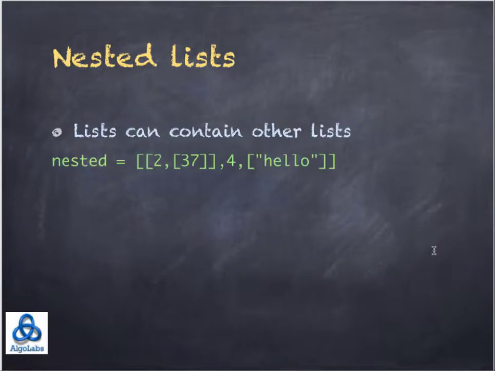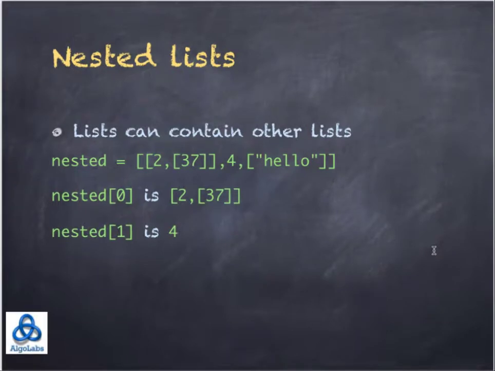Lists can contain other lists. So here is a list which has 3 elements. The first and the third, the positions 0 and 2, are both lists in themselves. The first list has another list inside it, the list containing 37. And implicitly, the third one also has a sequence inside it, the string hello. So here nested of 0 is a list consisting of 2 followed by the list containing 37. Nested of 1 is 4. If we take nested of 2, then we get the list containing hello.